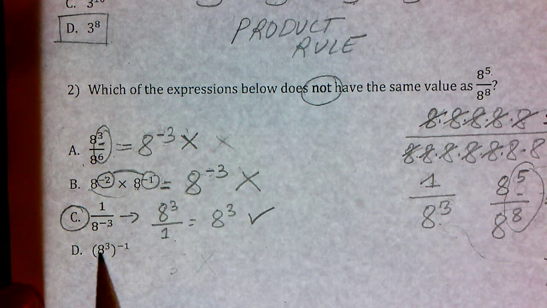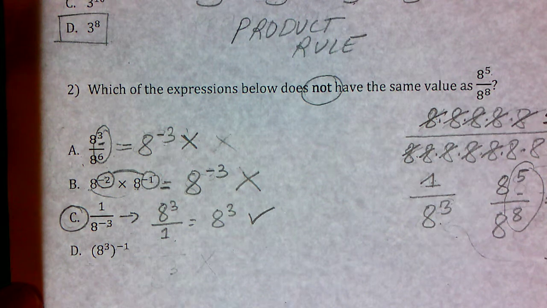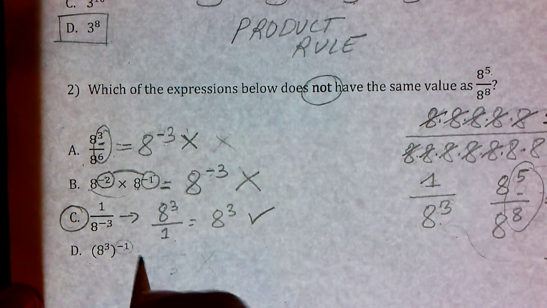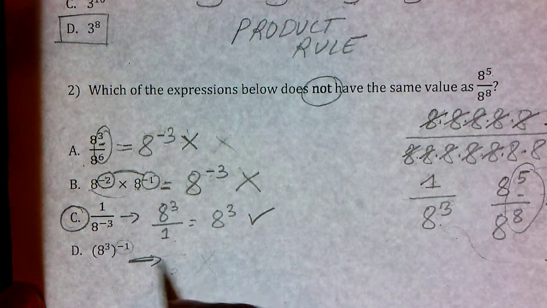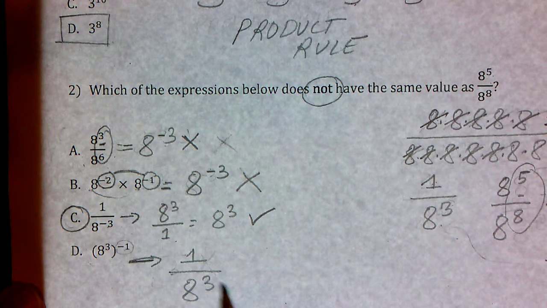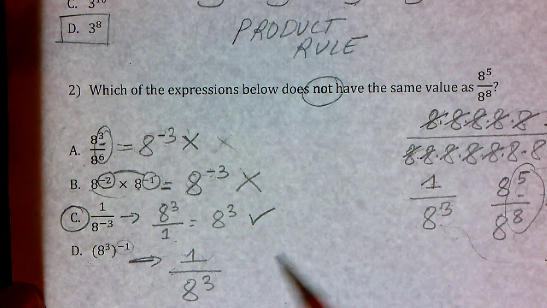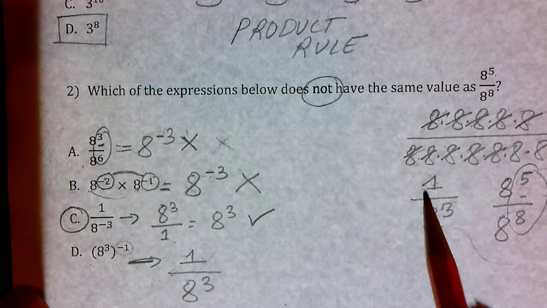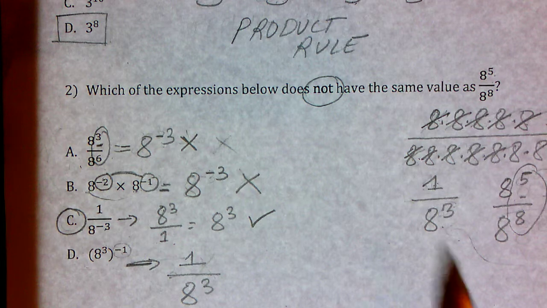Really briefly, 8 cubed to the negative 1 power. To resolve this negative exponent, I can rewrite as 1 over 8 cubed. This is what we already have. It's not the not.